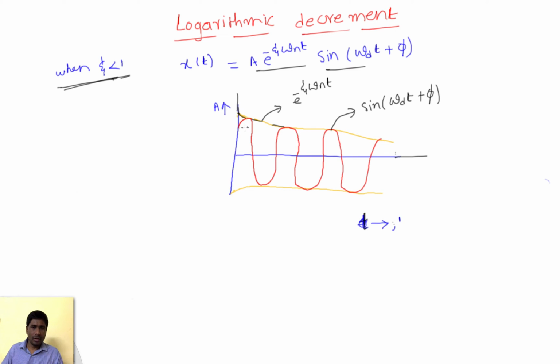If I draw the sine curve, it starts from here, because at t equals 0 the sine is not 0, since we have a phi here. But if you observe, the amplitude of this sine curve keeps on decreasing, because its boundary is restricted by this exponential decrement. This exponential decrement is slowly decreasing the harmonic function.